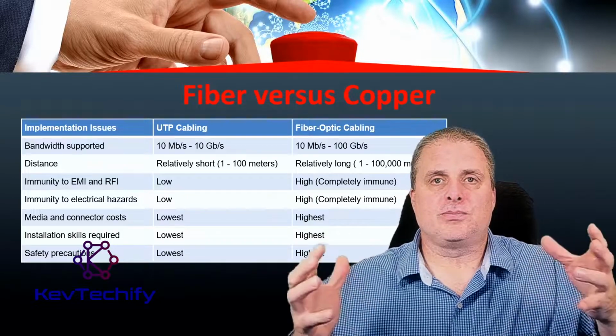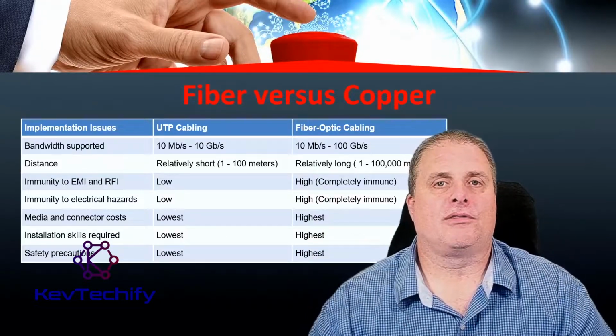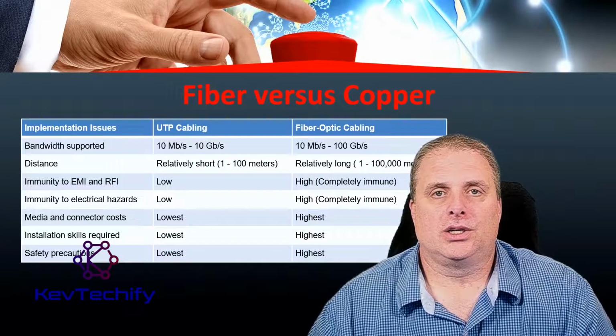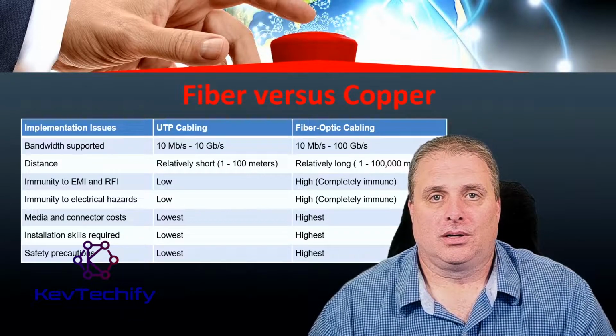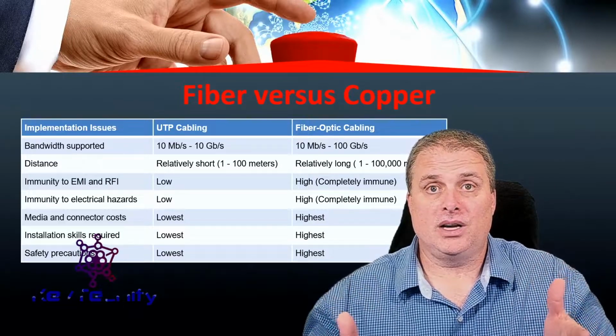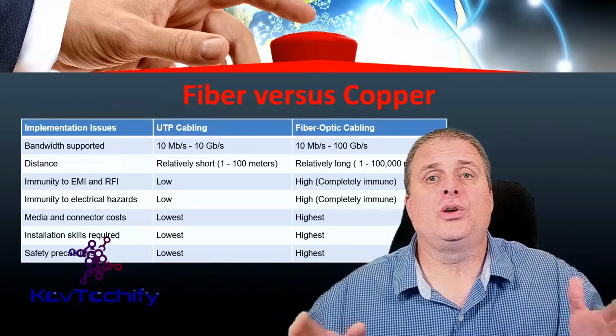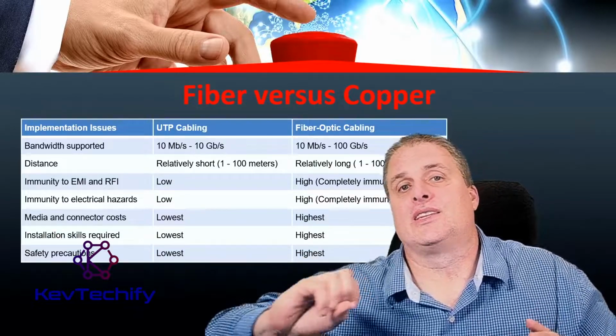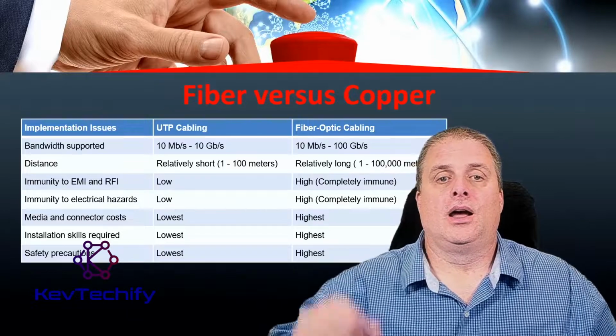Distance is probably the big thing that fiber has over copper. Look at the distance. Unshielded twisted pair, that copper goes a maximum of 100 meters. 300 feet is all you can get out of that before you have to put a repeater in there, clean up the signal, and rebroadcast it again.